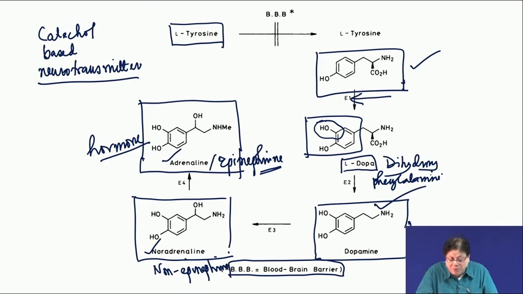Okay. Now, L-DOPA then undergoes a decarboxylation. So, obviously, this will be a PLP mediated decarboxylation, because we know alpha amino acids undergo decarboxylation via an enzyme which is dependent on the pyridoxal phosphate. So, after it loses CO2, it generates what is called dopamine.